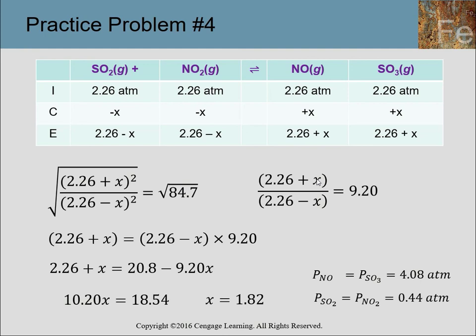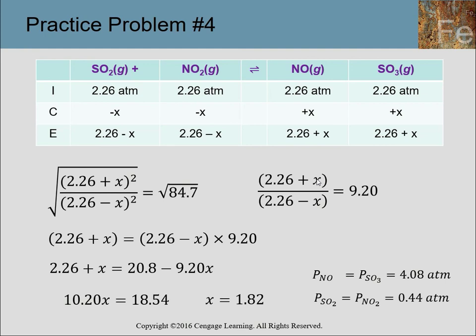Now, the last part of the question is, how does the total pressure compare? Well, we started off with a total pressure of 2.26 times 4, which is 9.04 atmospheres total pressure. Well, let's do this: 4.08 plus 4.08 plus 0.44 plus 0.44. I get the same thing, 9.04.